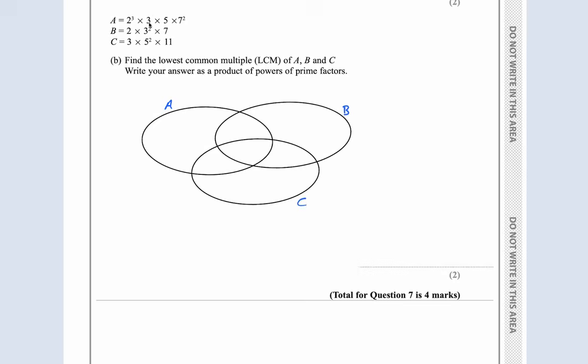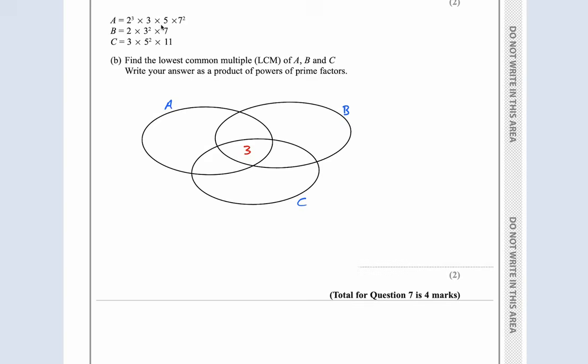Now I'm looking for what's common. So what's in all of them? Well, this is 2, 3, 5, 7, this is 2, 3, 7, and this is 3, 5, 11. So the only thing that's common in all is the 3. Let's use a different color. So 3 goes here. Then what's common to A and B?